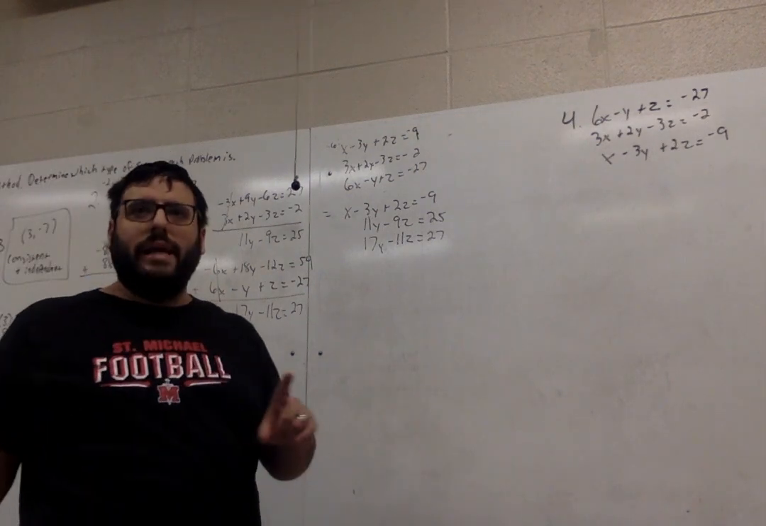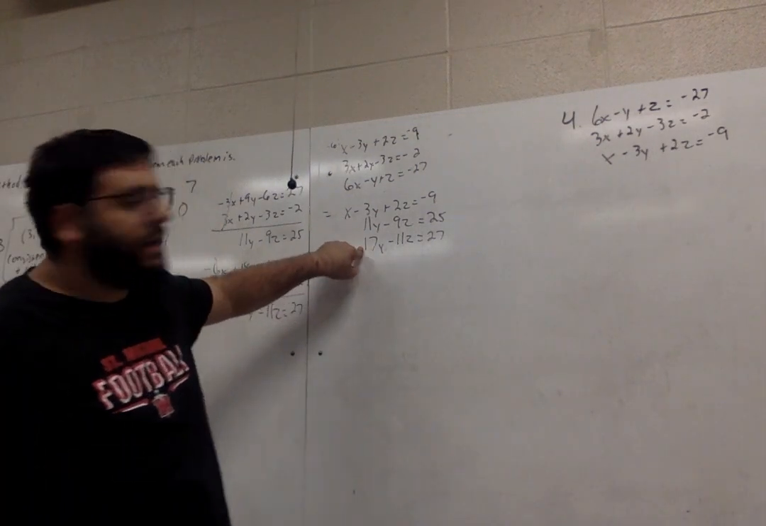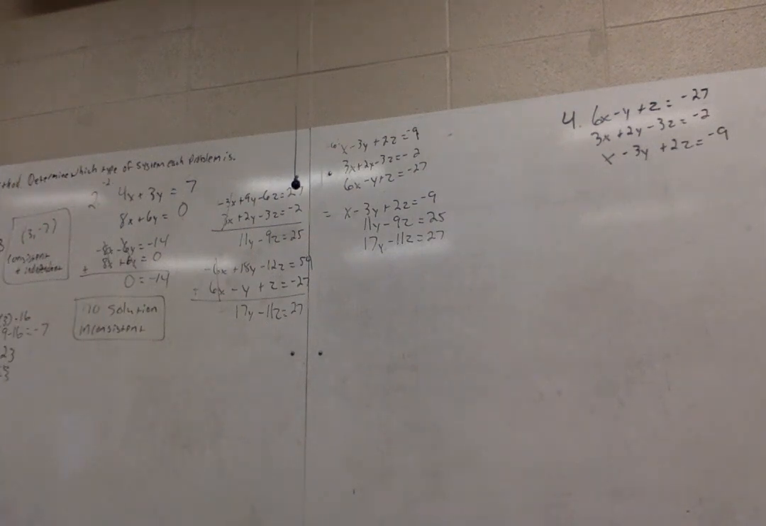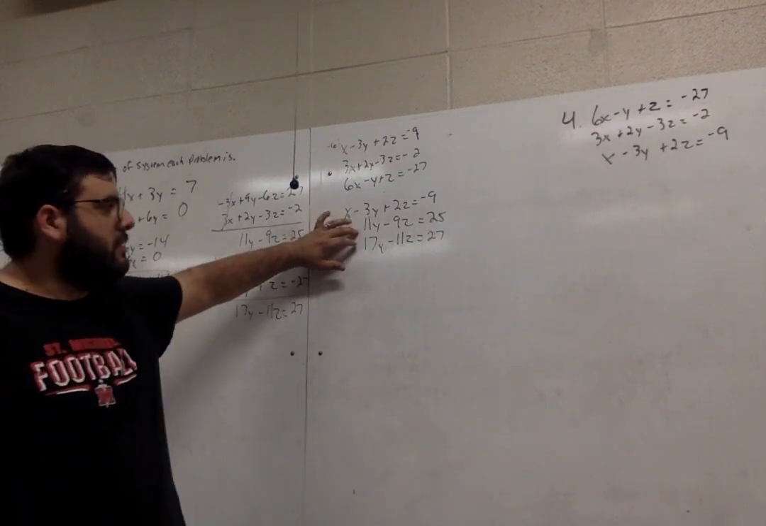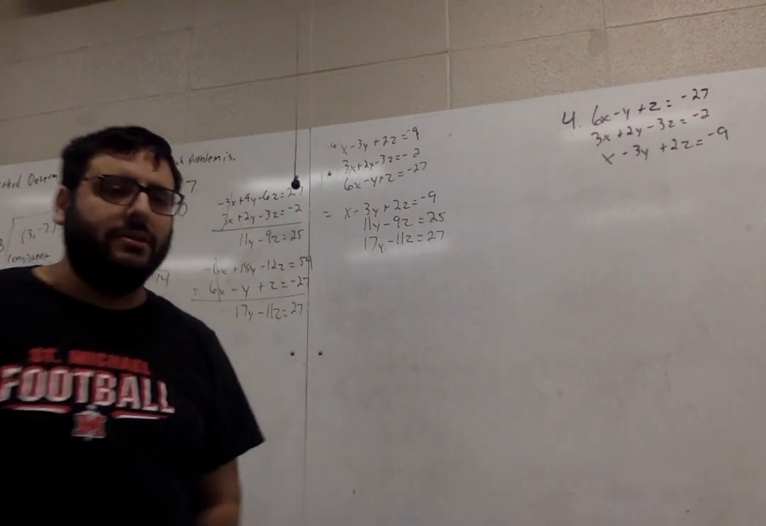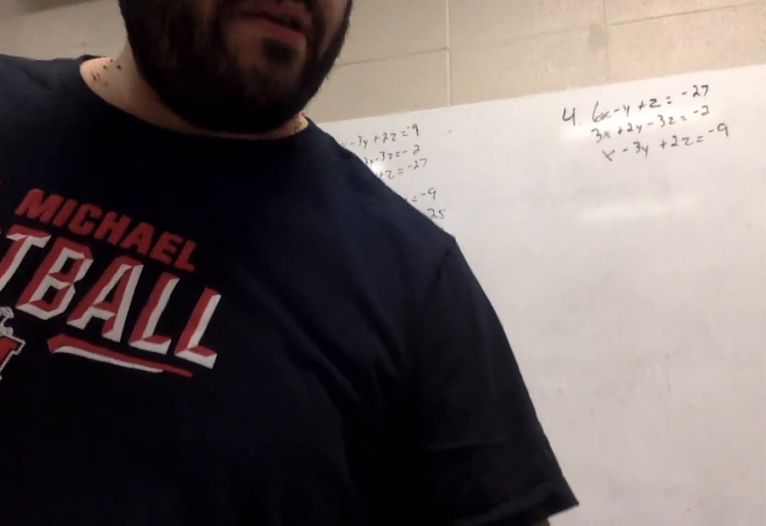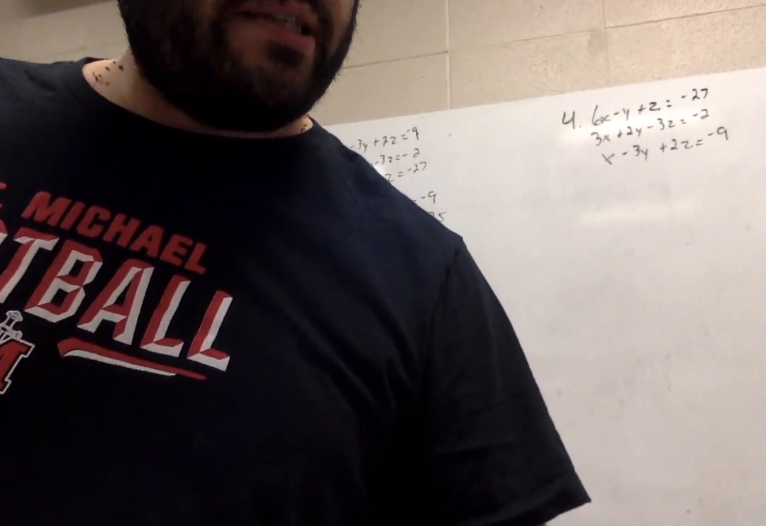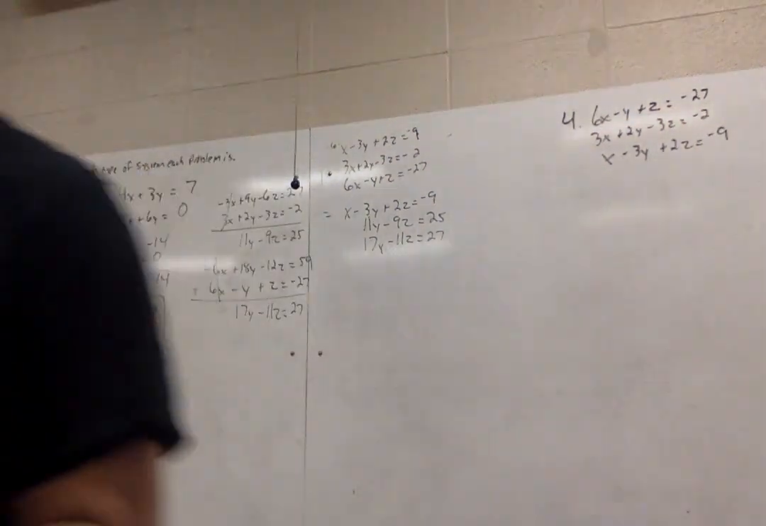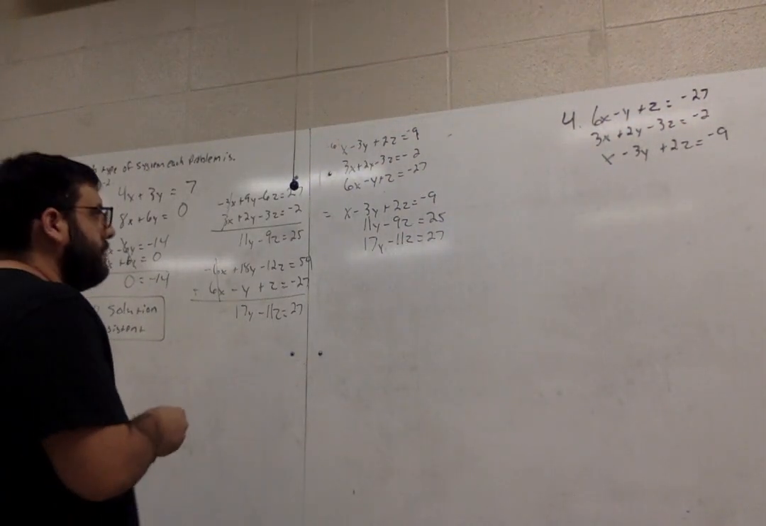I got one more elimination to do. I want to take out this y right here. Now, here's the thing. Let's say you can't recognize a common multiple between two numbers. Well, if you can't find the least common multiple, the least you can do is find a common multiple. And the best way to find a common multiple is to multiply these two numbers together, right? So if I take 11 times 17, I get 187, all right?